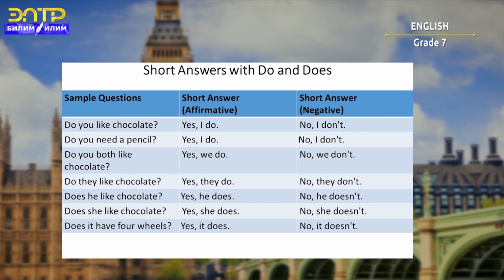Let's read the rest. Do you need a pencil? Yes, I do. No, I don't. Do you both like chocolate? Yes, we do. No, we don't. Do they like chocolate? Yes, they do. No, they don't. Does he like chocolate? Yes, he does. No, he doesn't. Does she like chocolate? Yes, she does. No, she doesn't. Does it have 4 wheels? Yes, it does. No, it doesn't.